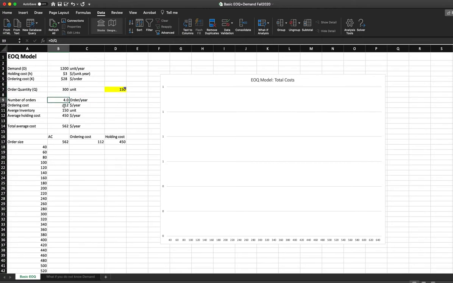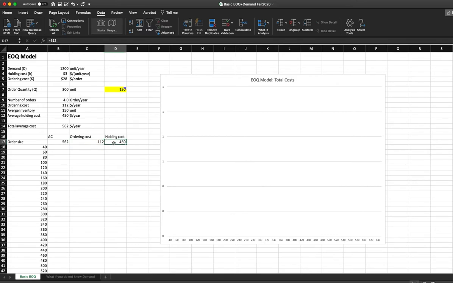Now we need to compute all the costs: how many orders there are in a year, and on a per year basis, what's the ordering cost, what's the average inventory, and also the average holding cost. Everything is formula based, and adding up ordering cost and holding cost, we have total average cost. And here I made all the Q's, the order sizes, and I calculated the average cost and the two components, ordering cost and holding cost.